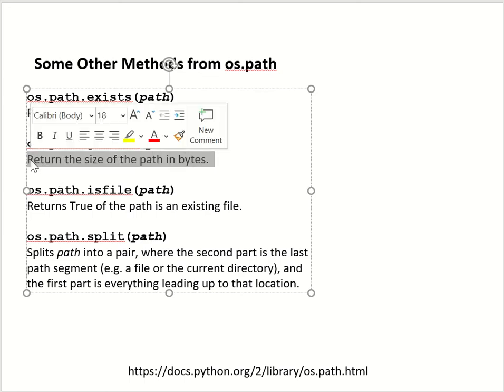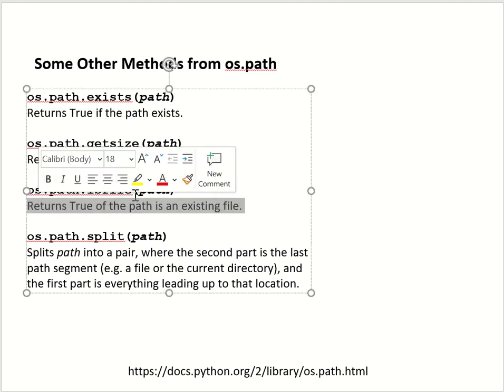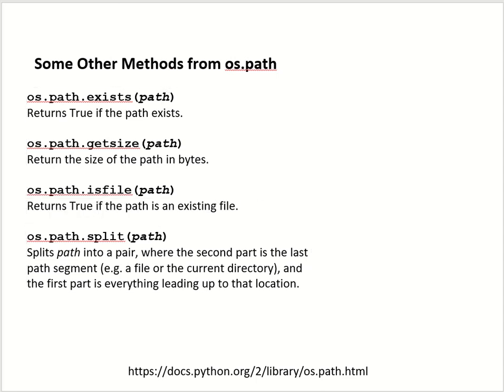You can run the get size method to see how large that file is. You could use this isFile method, which is similar to exists, returns true if the path is an existing file. And then split. The split works kind of as the opposite of join. It splits the path into a pair, where the second part is the last path segment. So whatever is to the right of the final slash or backslash, and then whatever is to the left.